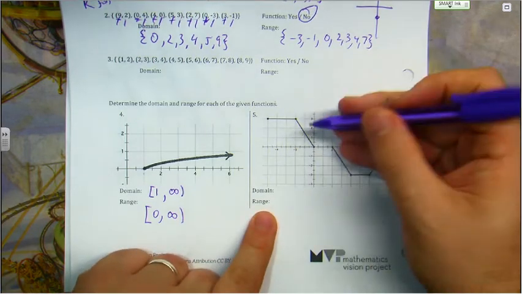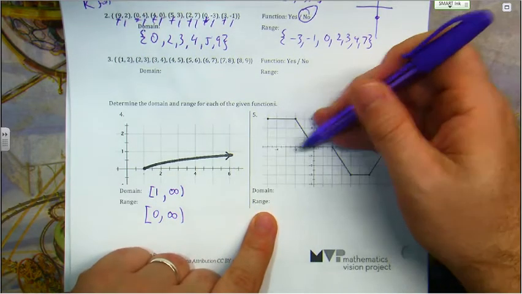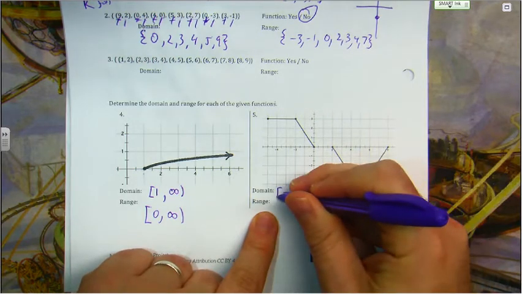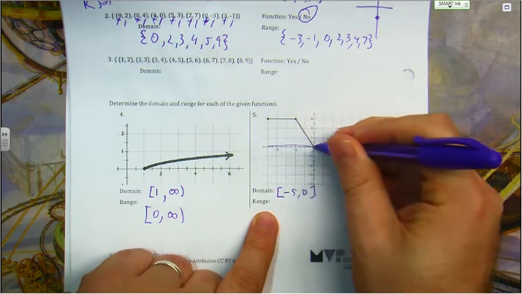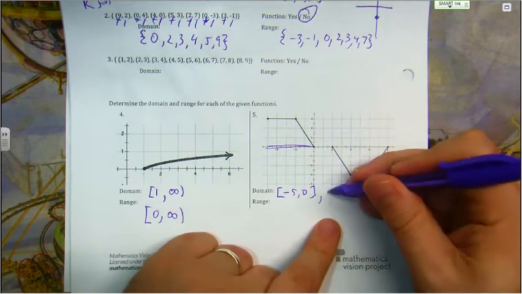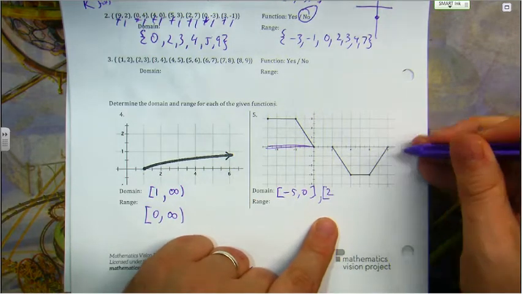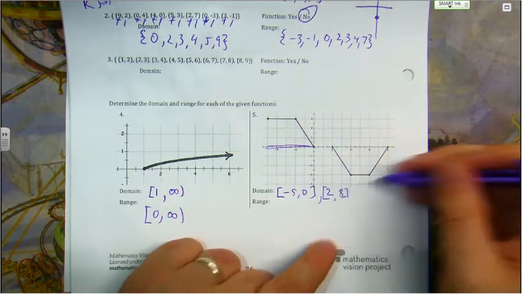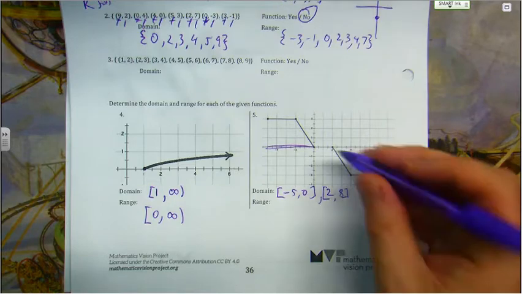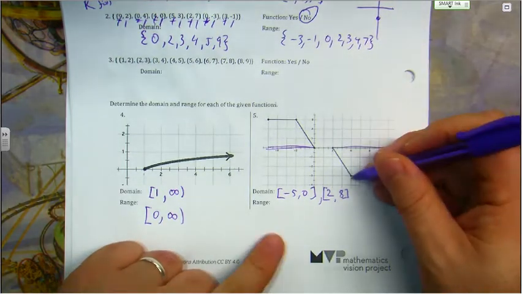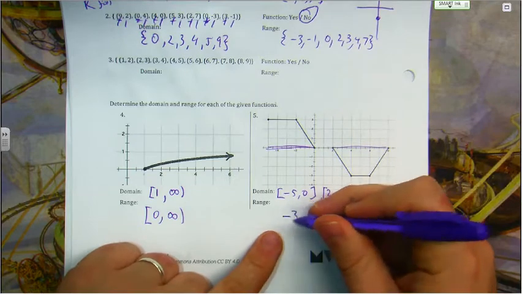Domain, so I see that I go from, what is this, -5 to 0, and then it stops. So from -5 to 0 is in my domain. Then there's a break, and it picks up again at 2, and then it stops again at 8. So from -5 to 0 and 2 to 8 are values that can go into my x. Those are my domains. And then my range, I look at my lowest value as -3.